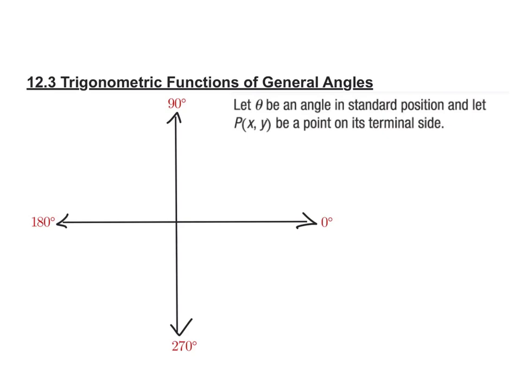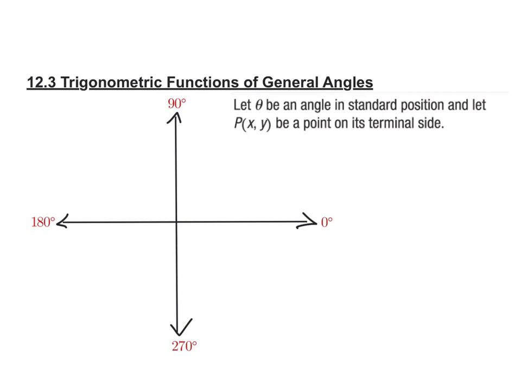Okay? And we're going to essentially form a right triangle using the terminal side and the point, and then once we have that right triangle, we'll have our opposite, adjacent, hypotenuse, and then it's just a matter of plugging that in and coming up with our trig functions.